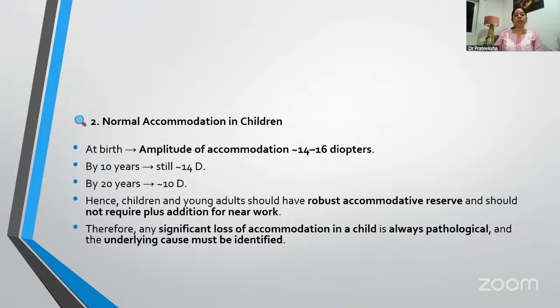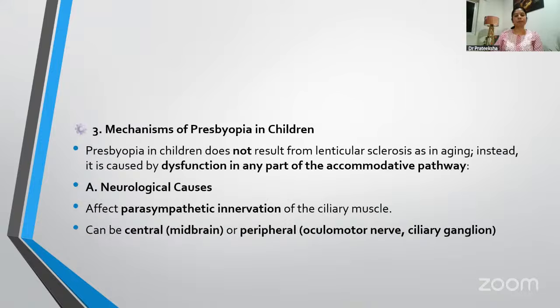Now, normal accommodation in children: at birth the amplitude of accommodation is around 14 to 16 diopters. By 10 years, it is still 14. By 20 years, it comes down to 10. Hence, children and young adults should have robust accommodative reserve and should not require plus addition for near work. Therefore, any significant loss of accommodation in a child is always pathological and the underlying cause must be identified.